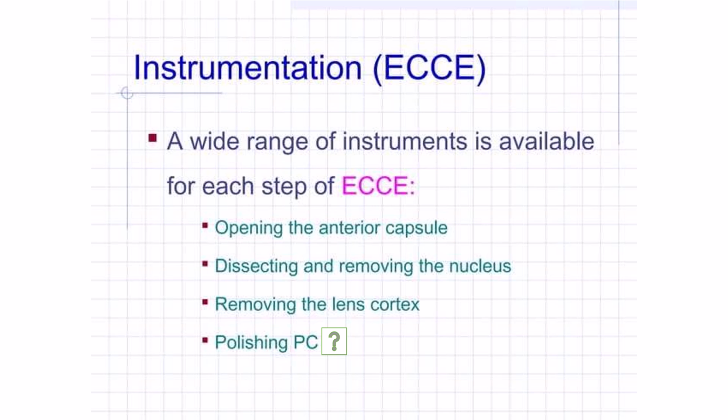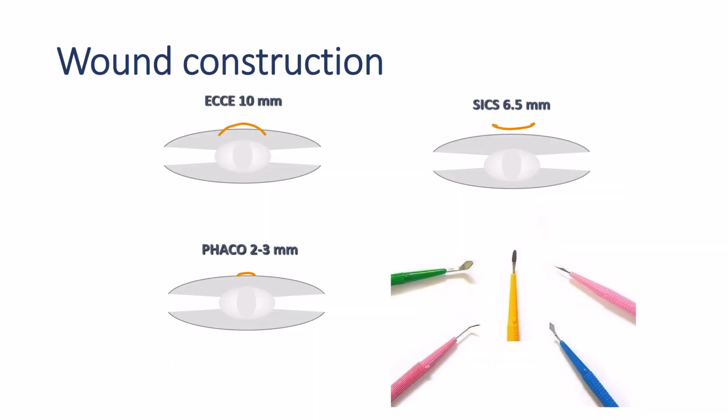Now, the instruments used for ECCE differ according to the techniques. So, depending on the step, various instruments are used. The first step is opening the anterior capsule. The second step is dissection and removal of the nucleus, then removal of the lens cortex. This is an optional step. And the last thing is IOL implantation.